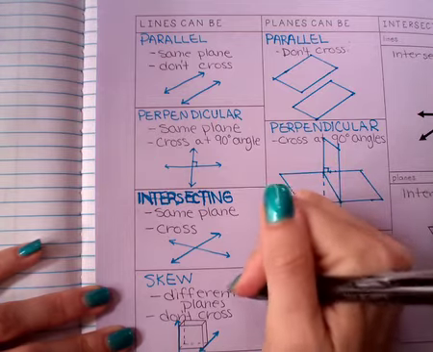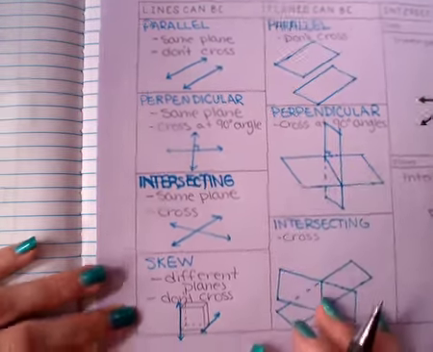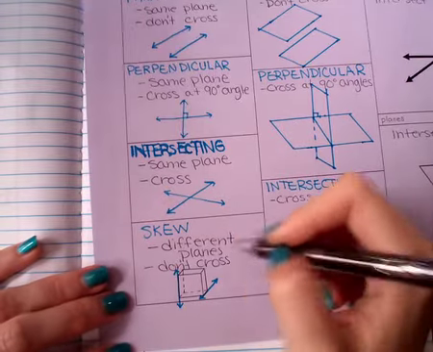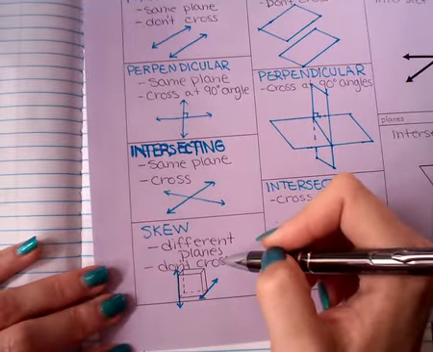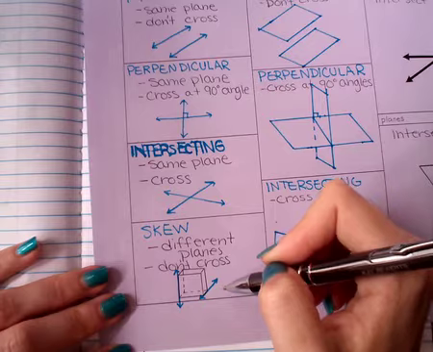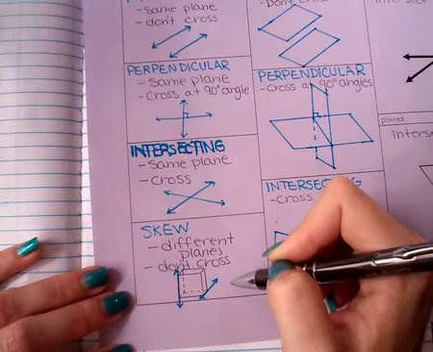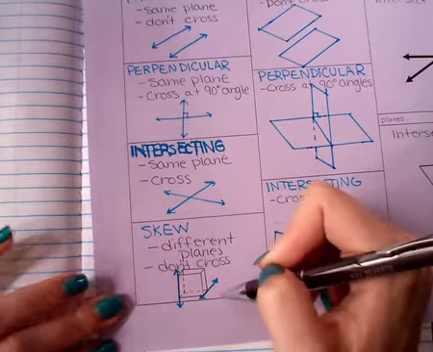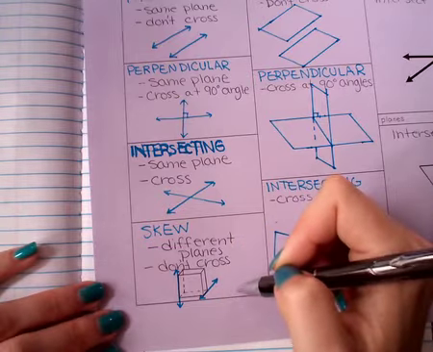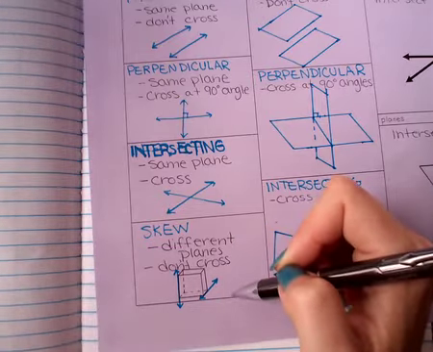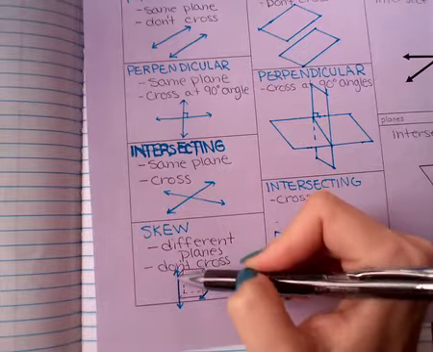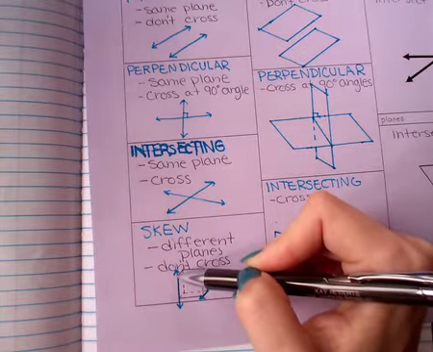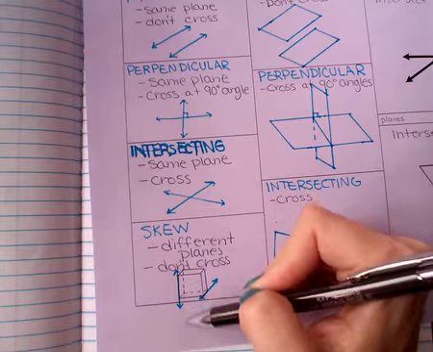The last way that lines can be related is if the lines are skew. Skew lines are lying in different planes, which means that even though they're not parallel, they will never cross. I like to think about skew lines as a room. So if you're thinking about the room that you're sitting in right now, think about maybe the corner of the room where the two walls are meeting.